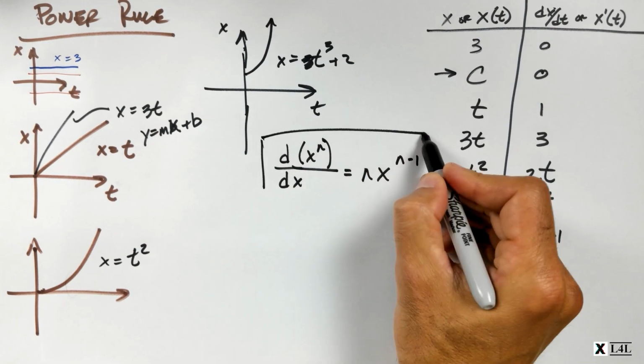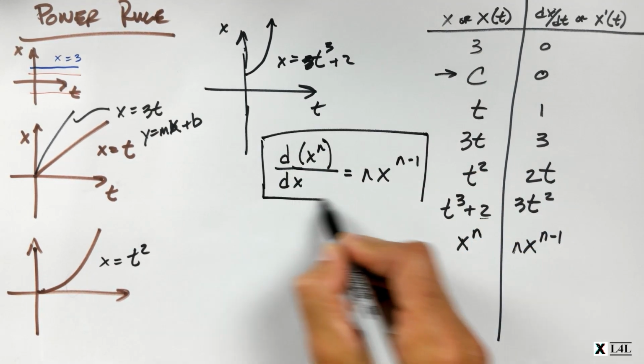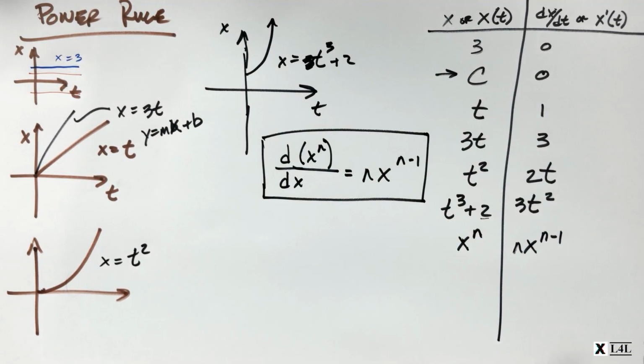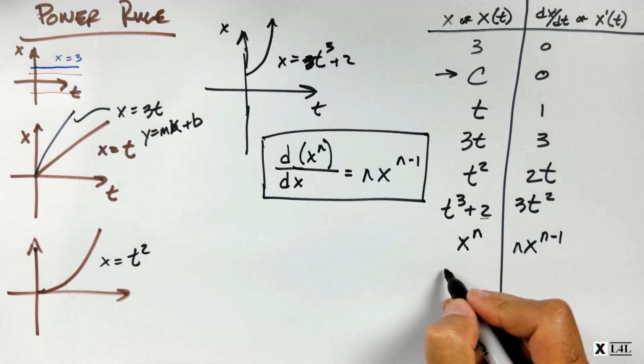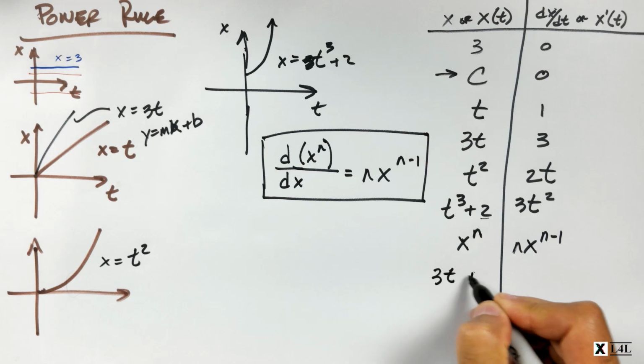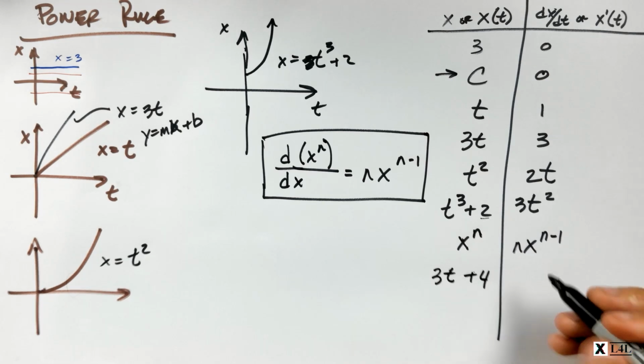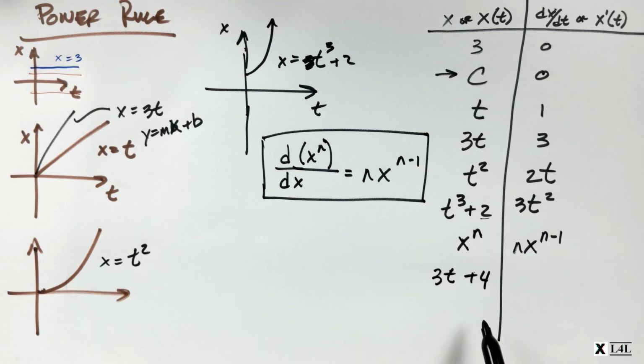So this is the power rule. This is the equation that we will be using as we take our derivatives. So let's look at a couple quick examples here. Let's see if we can find the derivative of 3t plus 4. How would we find the derivative here using the power rule?